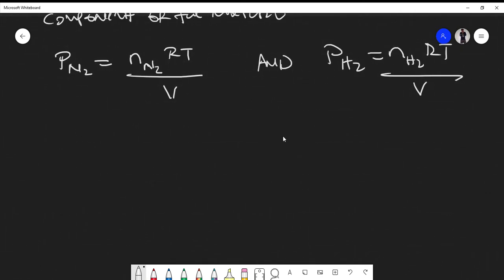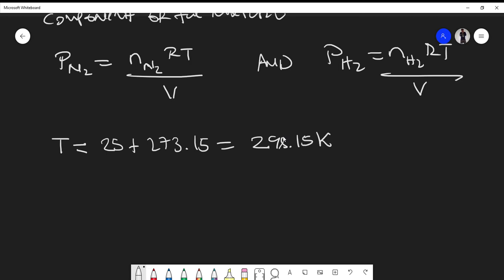Now, remember when we deal with the ideal gas equation, we must have our temperature in Kelvin. So in this case, T is equal to 25 plus 273.15, and that is equivalent to about 298.15 kelvins. Right? Now, they've given us the volume of the container, and that is equal to roughly 10.0 liters.